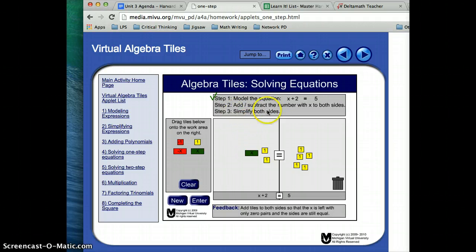Okay, step 2 says add or subtract the number with x to both sides. So what I want to do at this point is what I taught you the other day, right? We want to get x by itself. So in order to get x by itself, we need to create some zero pairs with these 2 positive 1s. So in order to get rid of those positive 1s, I'm going to add 2 negative 1s, right? So that eventually I can create a zero pair with each of these and they'll go away.